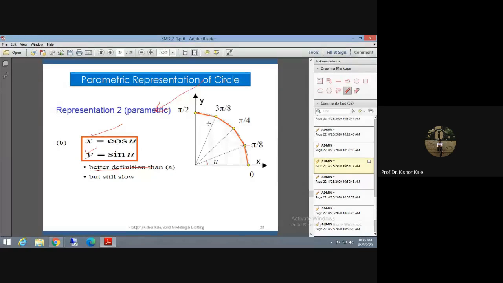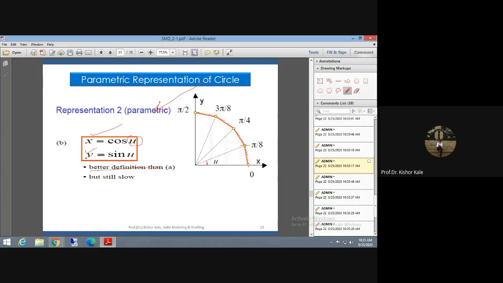Now you can see the value of u changes from 0 to 1 and the angle changes from 0 to pi by 2. Substituting the values, the angles are 0, pi by 8, pi by 4, 3 pi by 8, and pi by 2, so the value of u varies from 0 to 90 degrees. You put different values of u here. When u is 0, cos of u is 1, so x would be 1.